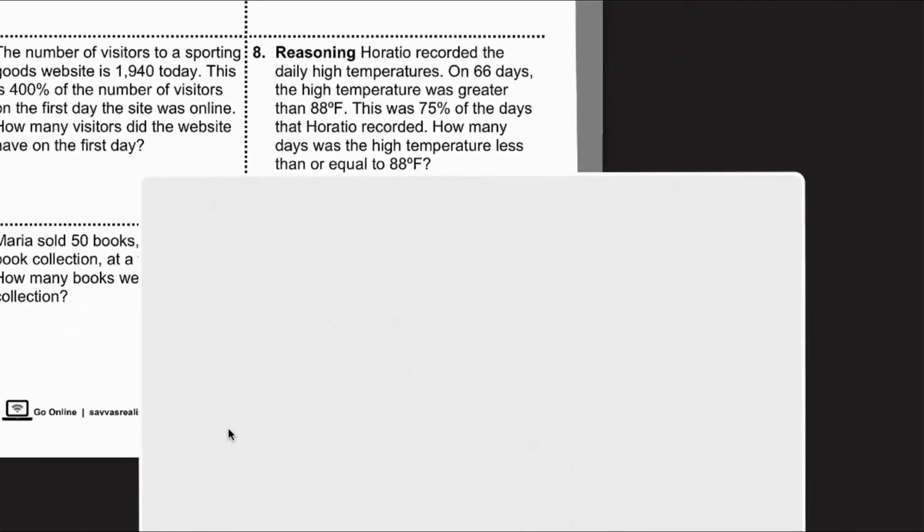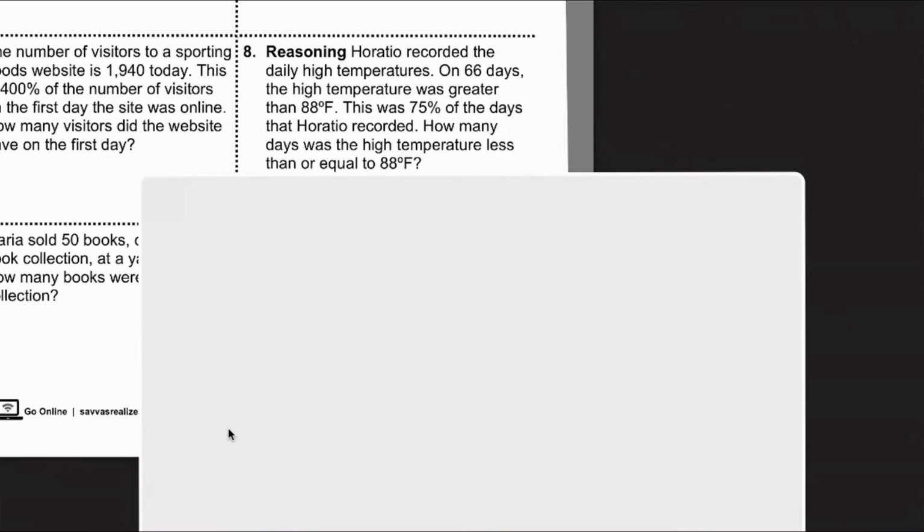Okay, so Horatio recorded the daily high temperatures. On 66 days, the high temperature was greater than 88 degrees Fahrenheit. This was 75% of the days that Horatio recorded. How many days was the high temperature less than or equal to 88?